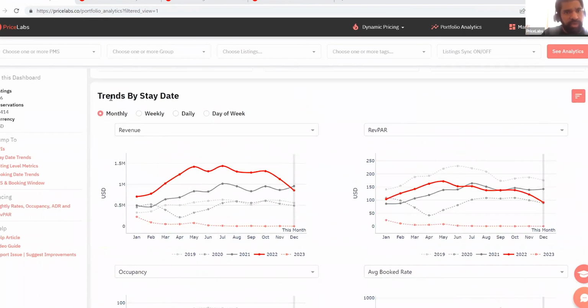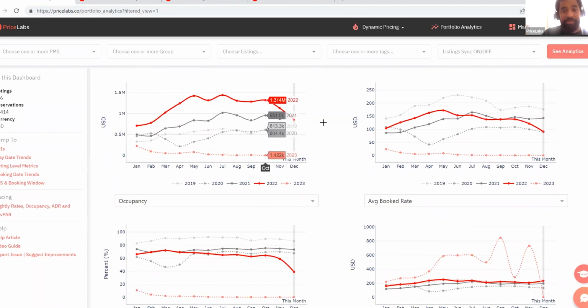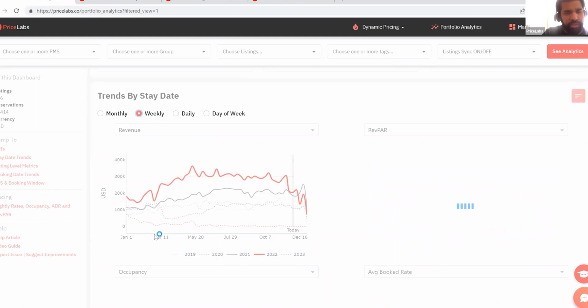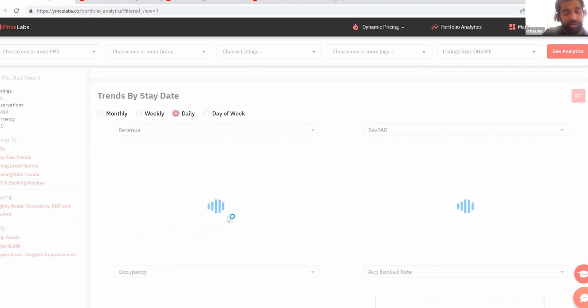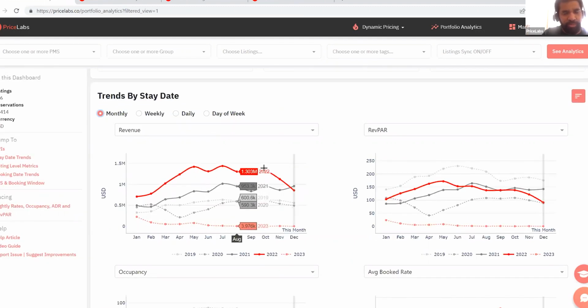So in trends by stay date, we show you information around the last 5 years, and we have 4 graphs that we think are immediately relevant for most people, but there are other graphs that we can see. But let me explain what's happening here. One, you can aggregate this data by monthly, weekly, daily, or day of week. So if I go into weekly, these graphs will show you weekly data. If I go into daily, they'll literally show you daily data. And if I go back to monthly, it'll aggregate to monthly, right?